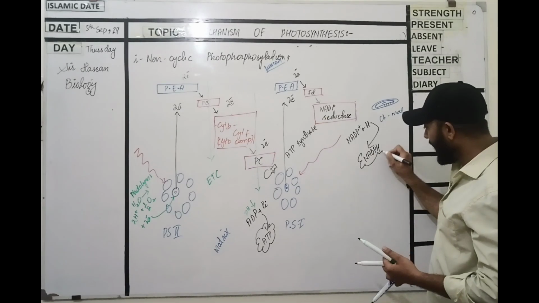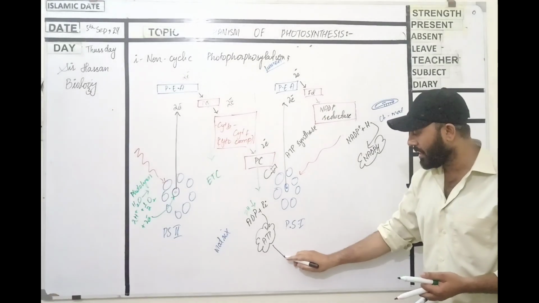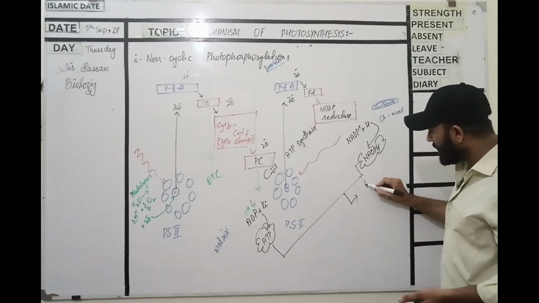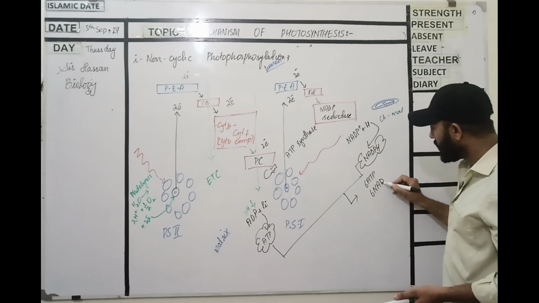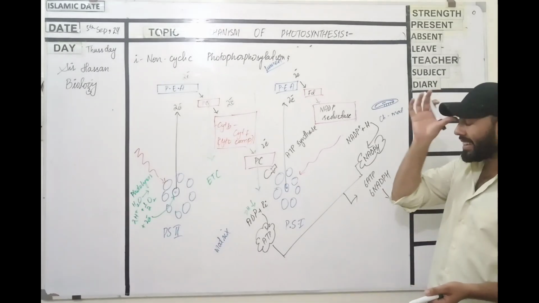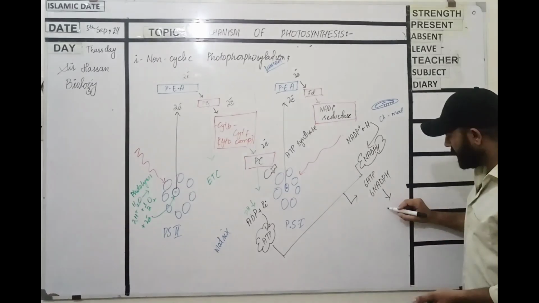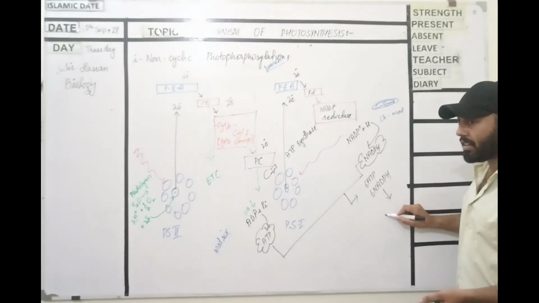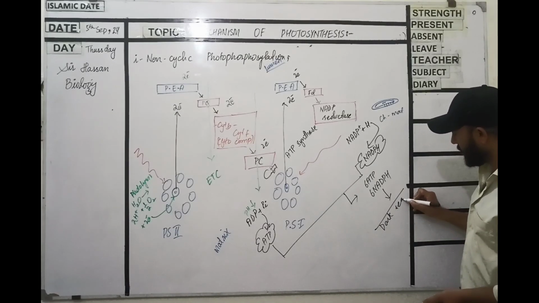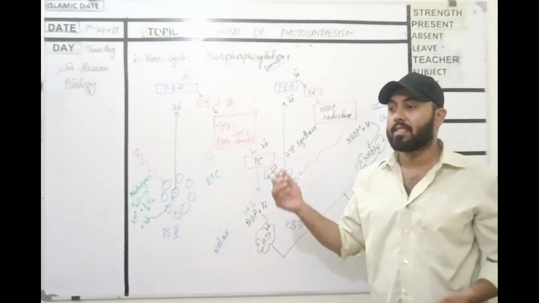So NADPH and ATP are the final products of this reaction. 6 ATPs and 6 NADPH are going to enter into the next step, which is called dark reaction. We are going to see the dark reaction in the next video.